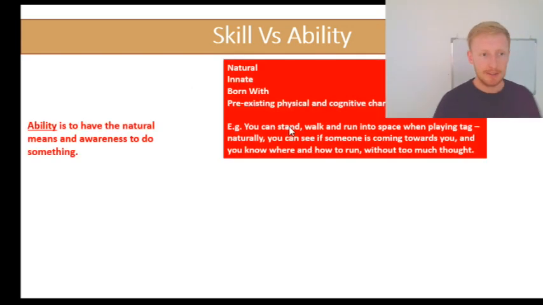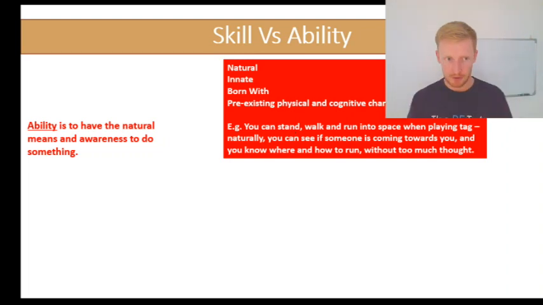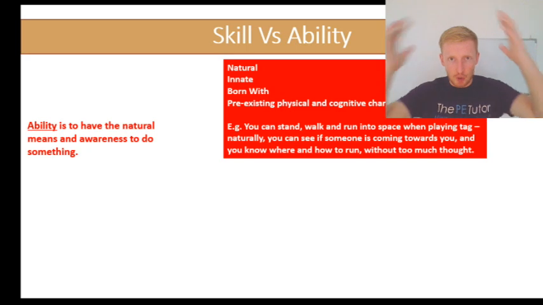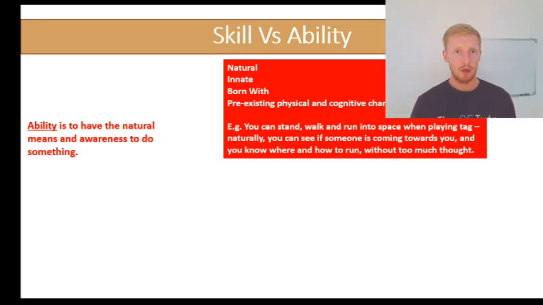So ability is a natural means and awareness to do something. You're born with it. It's pre-existing. It's your physical makeup. It's your brain's makeup. It's the brain's wiring. If you're 5'8", that's your physical limitation. Could be a good thing, could be a bad thing. If you're 6'5", that could be a good thing, could be a bad thing. But it's your physical attribute. You're born with that. It's innate.